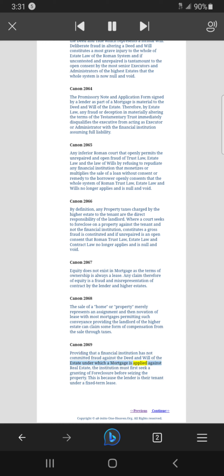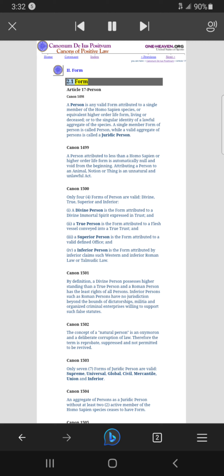estate under which a mortgage is applied against real estate, the institution must first seek a granting of foreclosure before seizing the property.